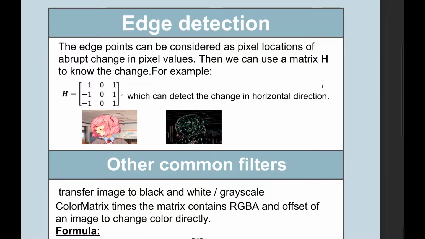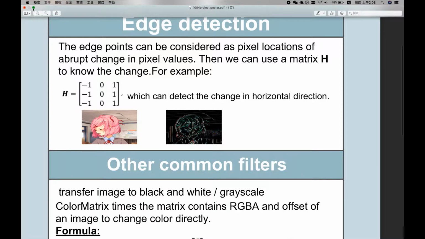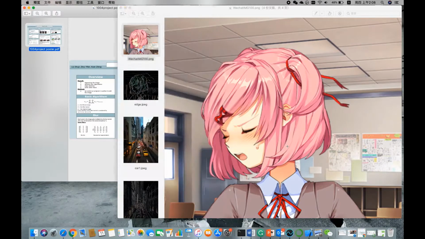For edge detection, first let me explain the edge points. Edge points can be considered as pixel locations of abrupt change in pixel values. Then we can use a matrix to detect it. For example, this matrix is use the right pixel to minus the left pixel, which can detect the change in horizontal direction. Let's see the image.